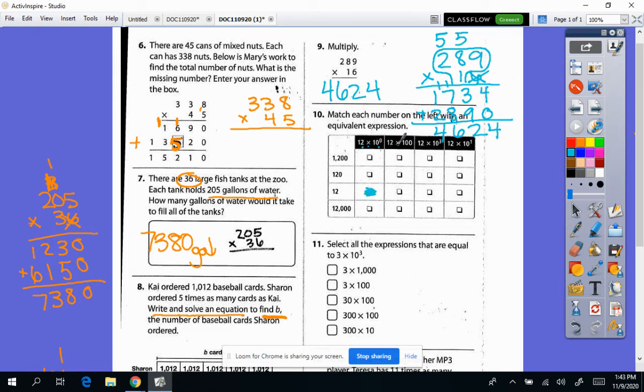Here I have 12 times 100. So 1,200. I have 12 times 1, and then I'm adding 2 zeros. 12 times 10 to the 3rd power is the same thing as 12 times 1,000, so 12,000, or 12 times 1 and then add 3 zeros. And the last one is 12 times 10 to the 1st power, which we know is just 12 times 10, or 12 times 1 with 1 zero, which is 120.